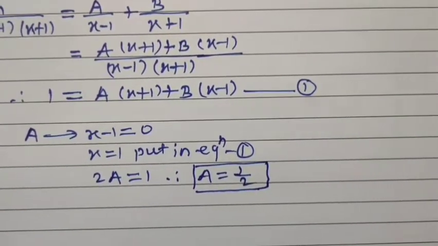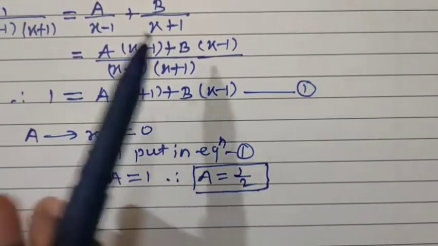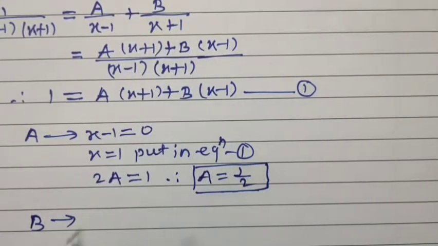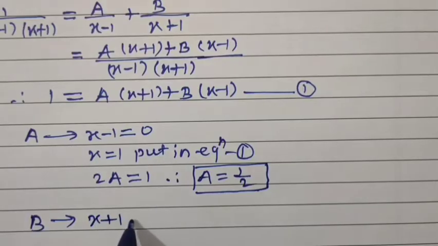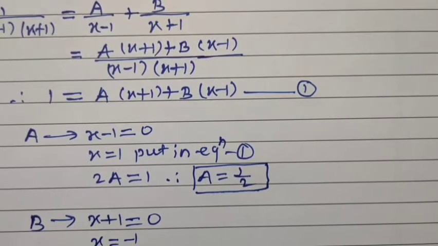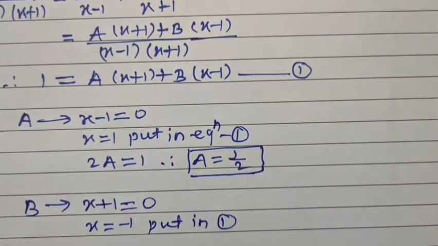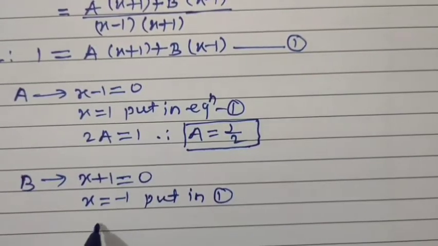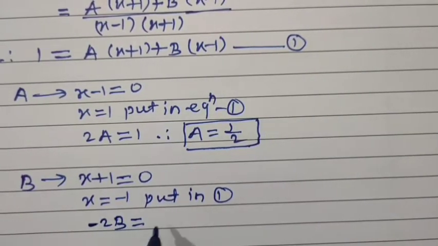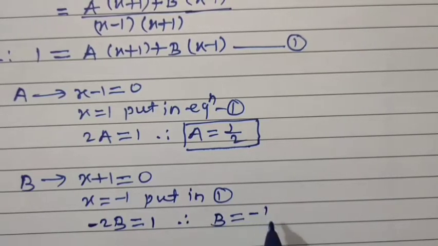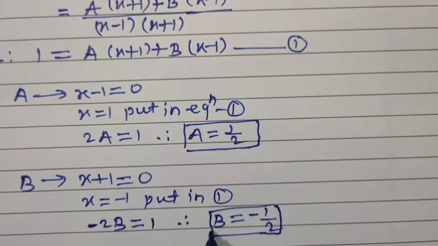Let us find the value of constant b. To find the value of constant b, the denominator is x plus 1 here. Equate this denominator to 0. X plus 1 is equal to 0. Hence x is equal to minus 1. Put this in equation number 1. So we can write minus 2b is equal to 1. Hence b is equal to minus 1 upon 2. These are the values of the arbitrary constants a and b.